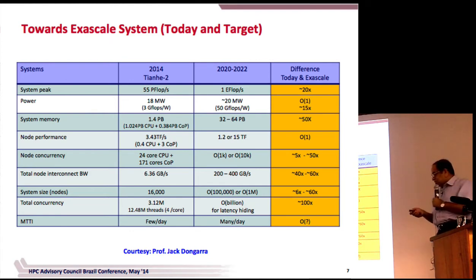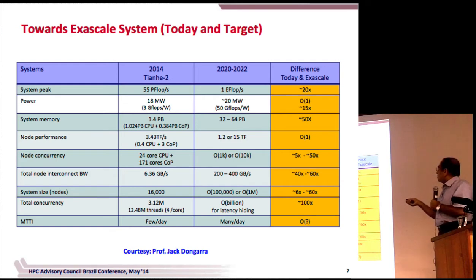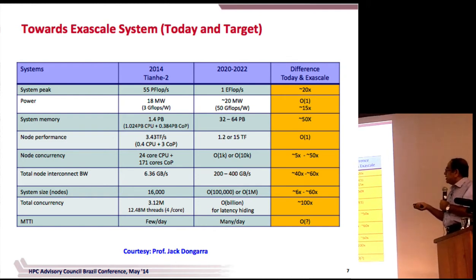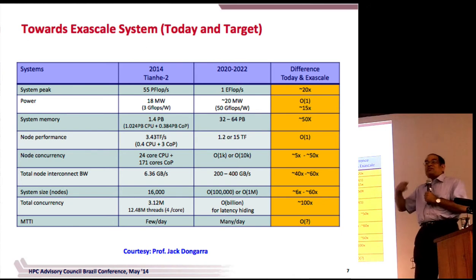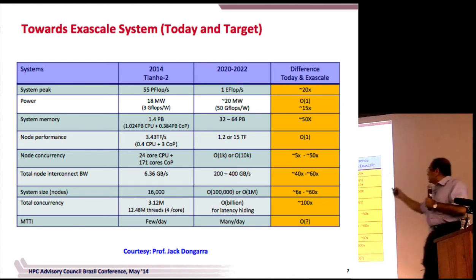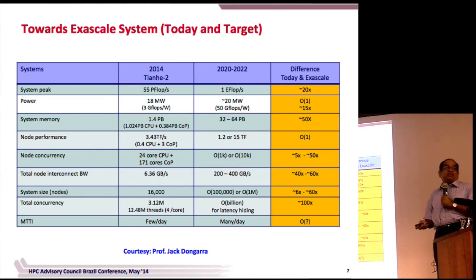So if you compare along the rows, you will see current machines are 55 petaflops per second, and we are trying to aim for an exaflop. So we need almost a factor of 20 improvement in the next 6 to 7 years. At the same time you will see the power: currently this machine is taking 18 megawatts, and for the Exascale system the target is 20 megawatts. So we want to remain almost the same power, but improve the performance by a factor of 20, and that is a big challenge.